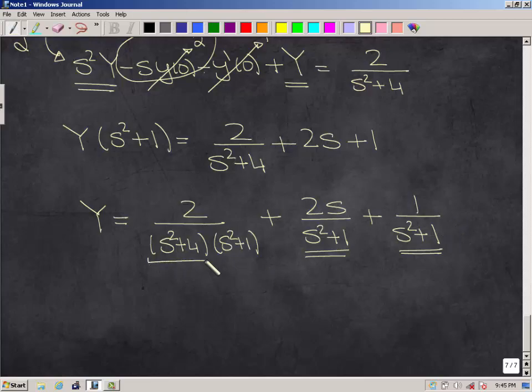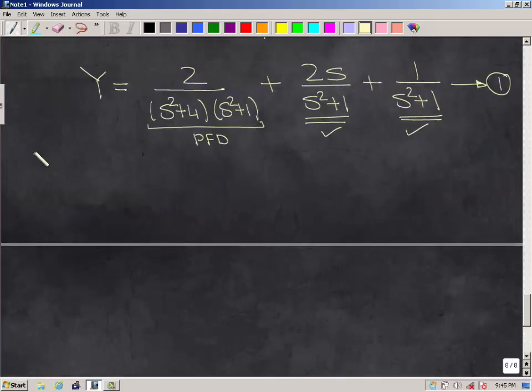All we need to do now is the partial fraction decomposition for just this piece, because we already know both of the inverses for the others. Let me call this 1 again, just like I did before. Now we're going to do the decomposition for just that piece that I've highlighted. So let's do that: 2 over (s squared plus 4) times (s squared plus 1).